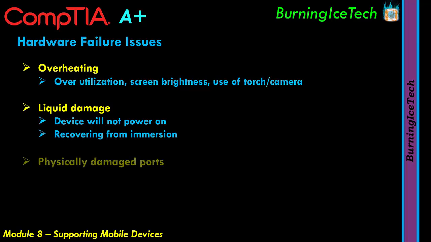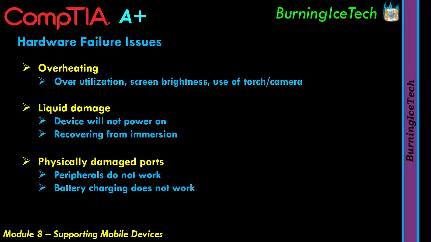Then we've got physically damaged ports. Most commonly this is going to happen on cell phones, but I've also seen it happen on tablets. And we literally just spoke about that when we talked about charging. So the peripherals do not work. When the phone does not want to charge, or if you plug something into the ports of the phone, some sort of Bluetooth device or other device, maybe an external keyboard, and these devices don't want to work, that could be an indicator that some of the ports may be damaged. If the battery doesn't want to charge, that could also be a sign that some of your ports might have been damaged.